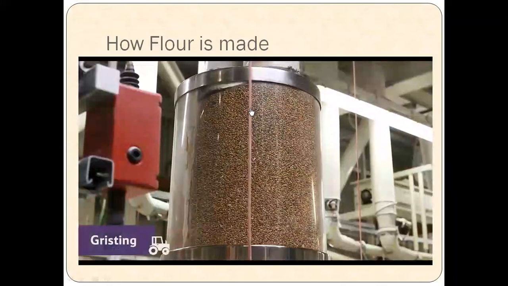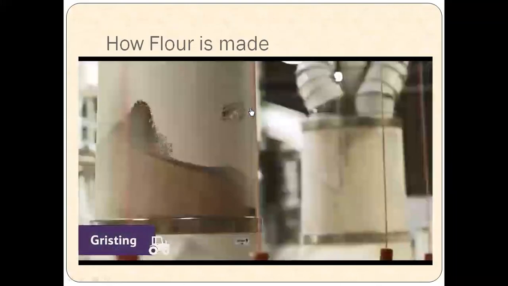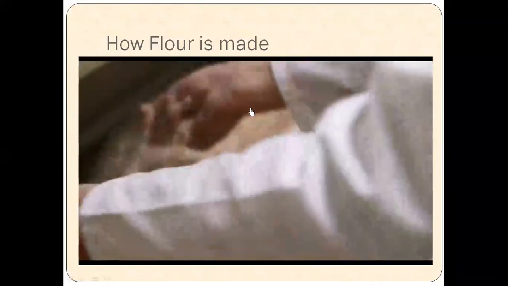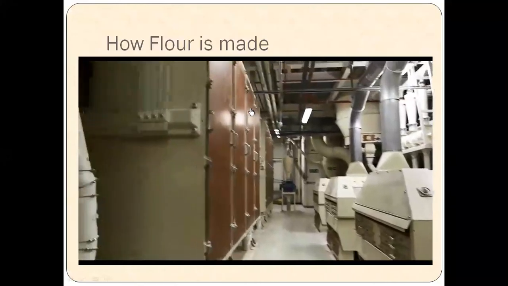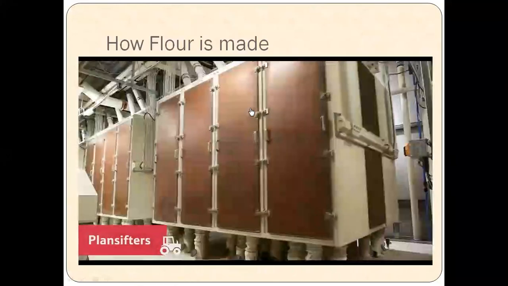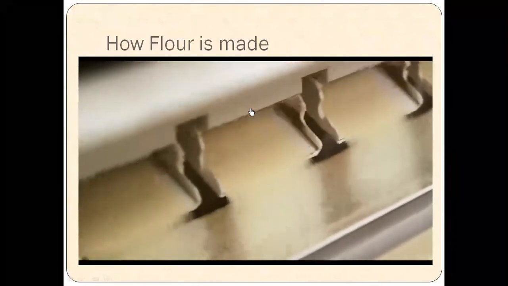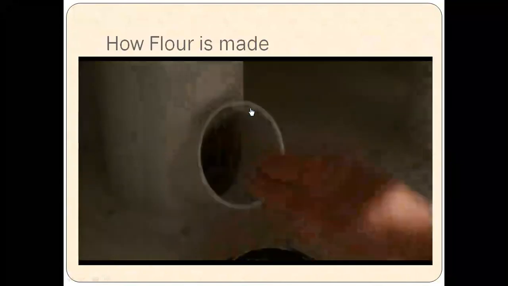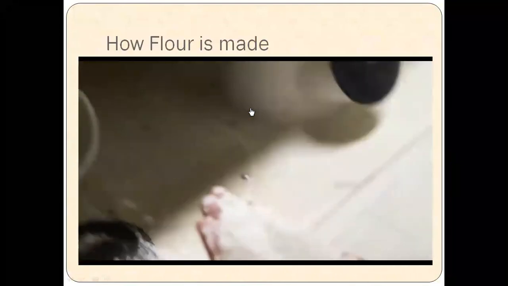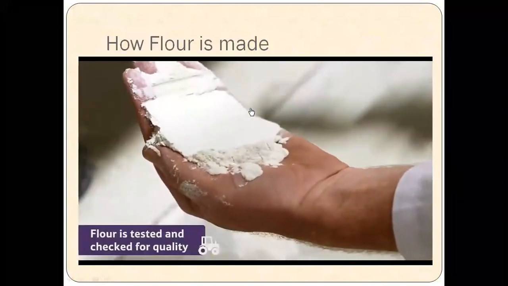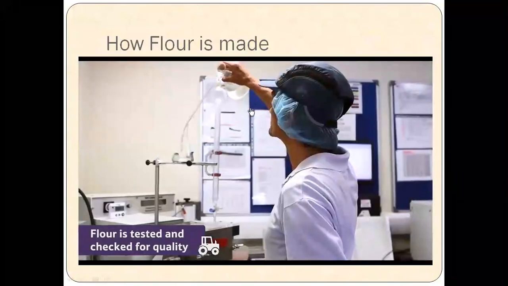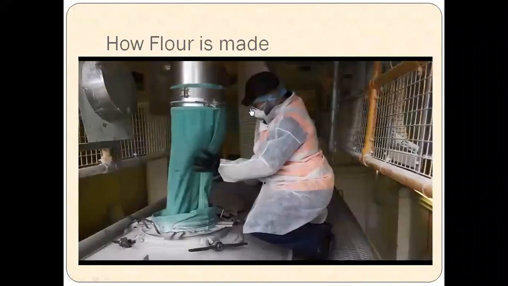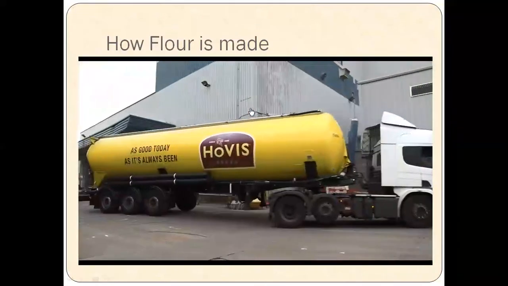This is called gristing. The flour used in bread needs to have a lot of protein in it to make it soft but strong when it's baked. The milling happens in these machines, called plan sifters. The machines separate the different parts of the wheat using rollers and air bubbles, and this process creates the flour. The ground flour is then tested and checked for quality. Then it's transported to the bakery or to the shops, ready to bake your fresh loaf of bread.